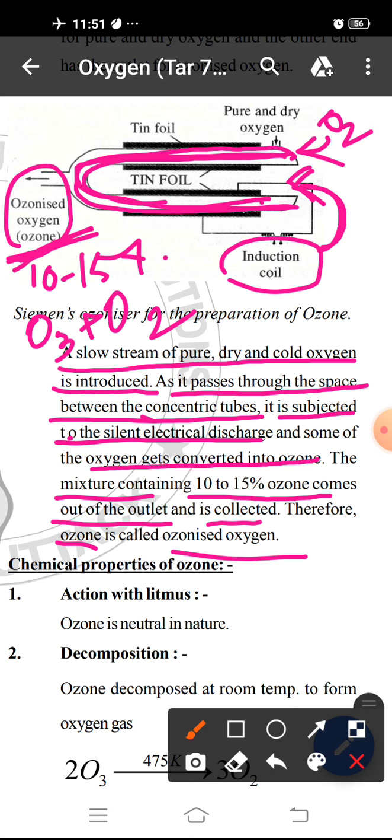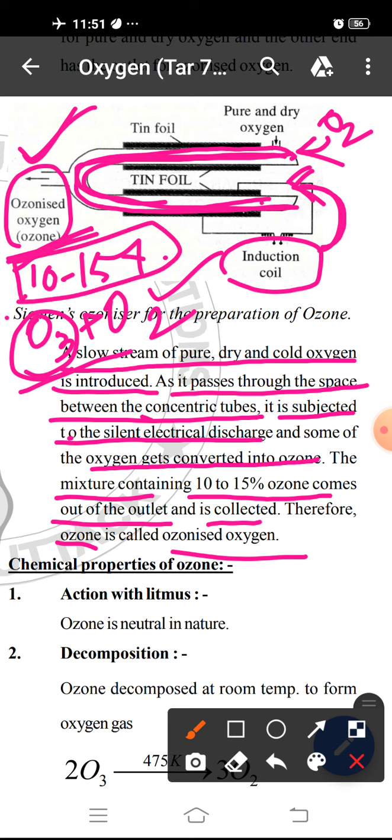Pure ozone is not collected at the outlet. This is a mixture of ozone and oxygen, in which 10 to 15% is ozone. This is the process of the Siemens ozonizer. In this Siemens ozonizer, oxygen is converted to ozone.